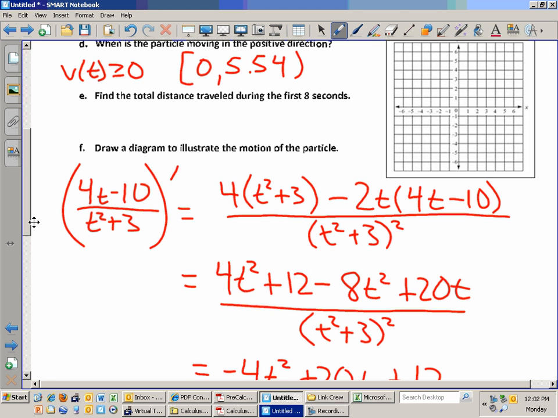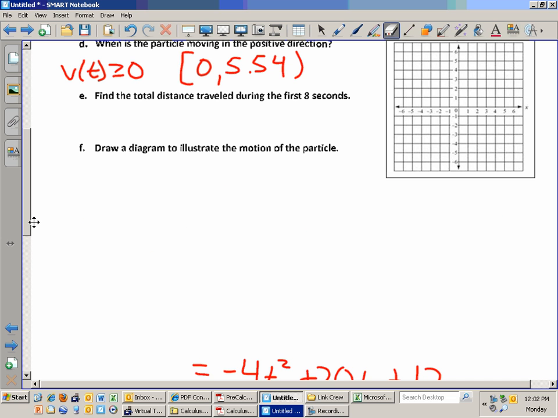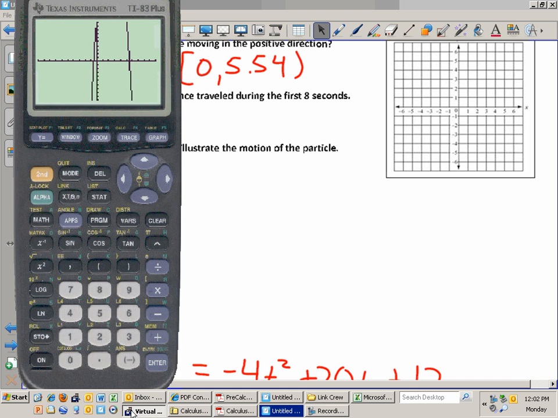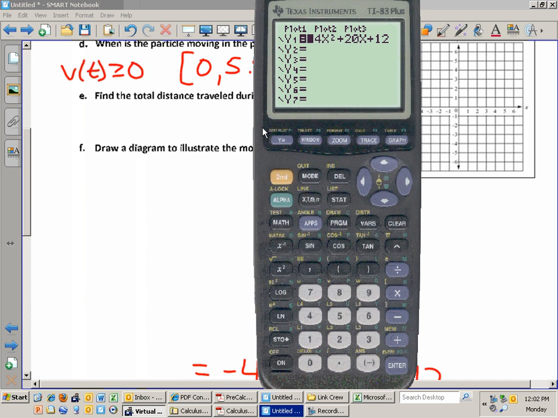Ooh, find the total distance. This was a hard one, wasn't it? Okay, so I'm going to get rid of some of this stuff here. And I'm going to go back to my calculator, and I'm going to use that to give me some help. I'm going to type in my original problem, which is 4x minus 10 divided by x squared plus 3. And I'm not going to graph it, but I'm going to use that to calculate values for me.